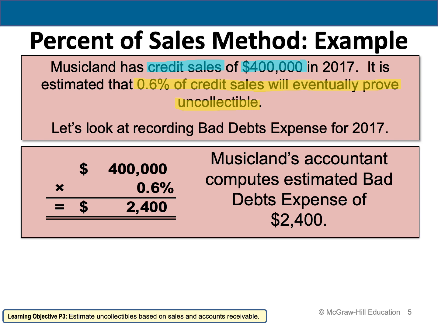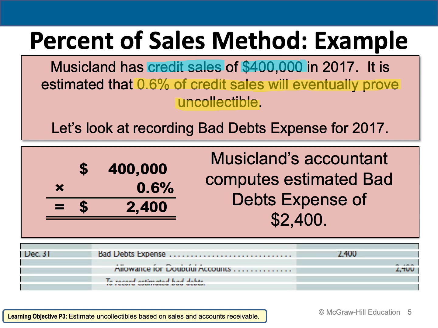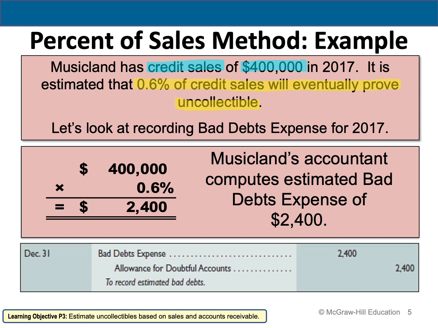Now how am I going to record the estimate of the bad debt expense? I'm going to debit bad debt expense and credit allowance for doubtful accounts, 2,400, 2,400. How did we calculate the 2,400? We used the percent of sales method. We took the credit sales multiplied by the percentage of the uncollectibles, or the percentage of bad debt.